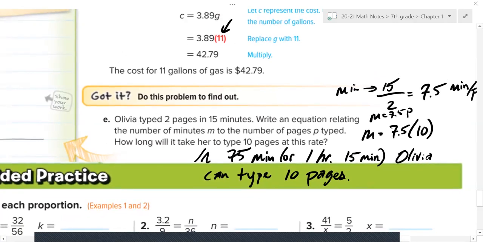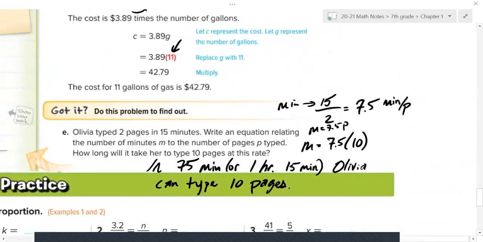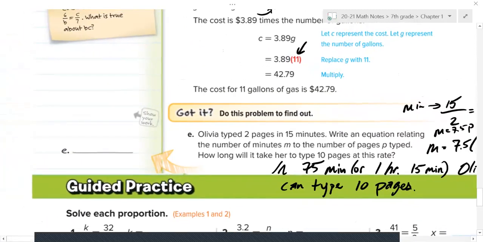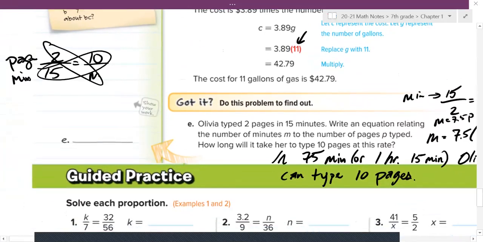Another way that we could do that, since I'm recording this, is we could have done this ratio here. If they're doing 2 pages, so pages here, minutes here, 2 pages in 15 minutes, how long would it take to do 10 pages? Page, 10 minutes. You could do it like that and do the cross multiplication, and you get it that way as well.